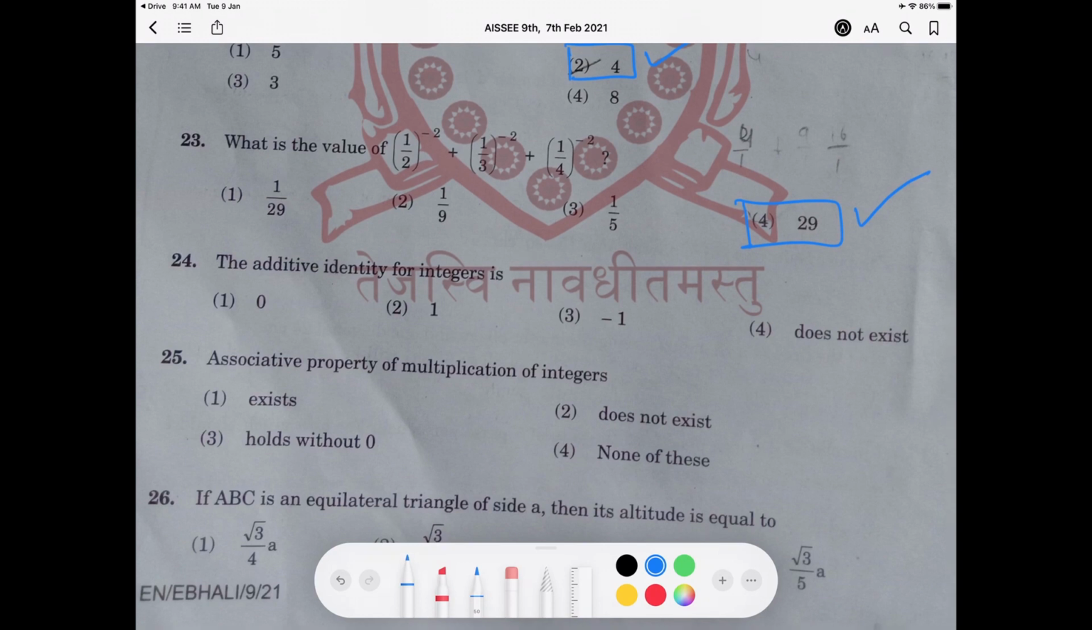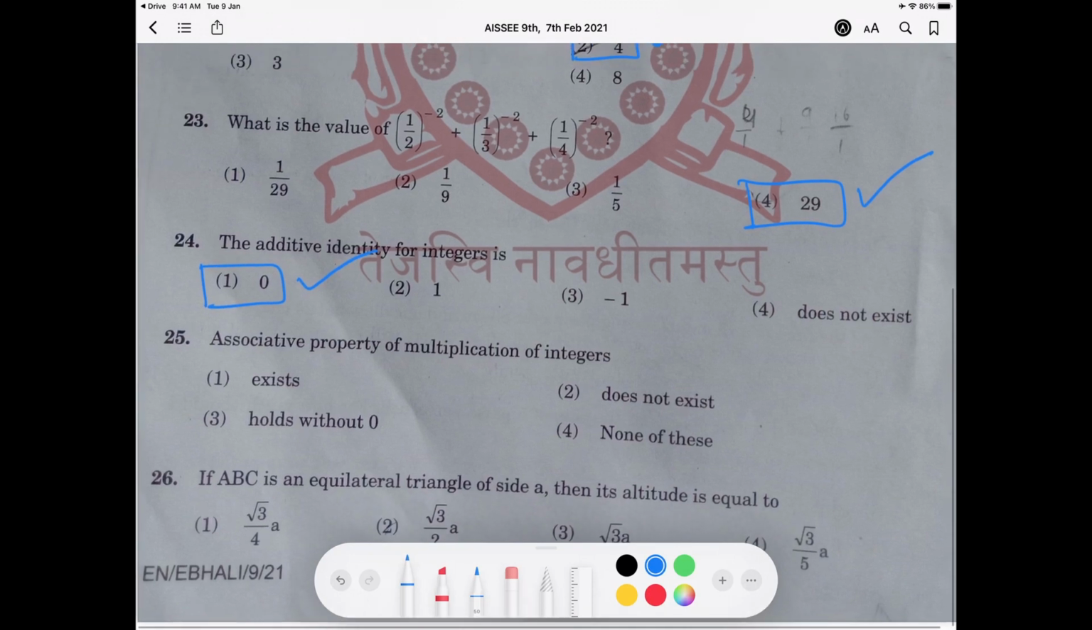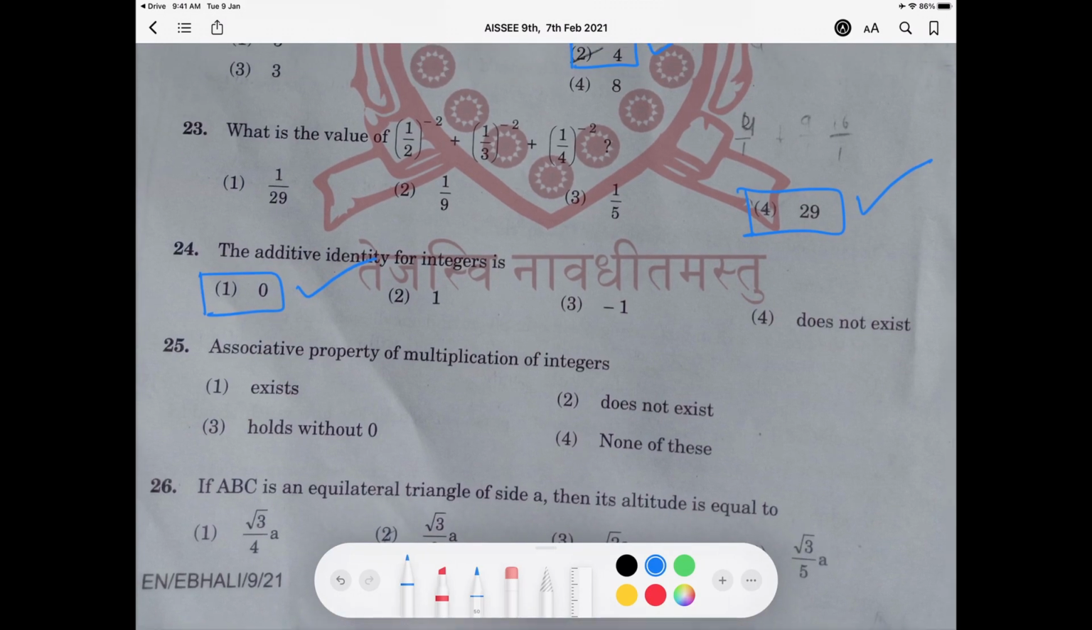In question number 24, the additive identity for integers is always 0, option number 1. Associative property of multiplication of integers, okay, so it exists, and option number 1 is correct.